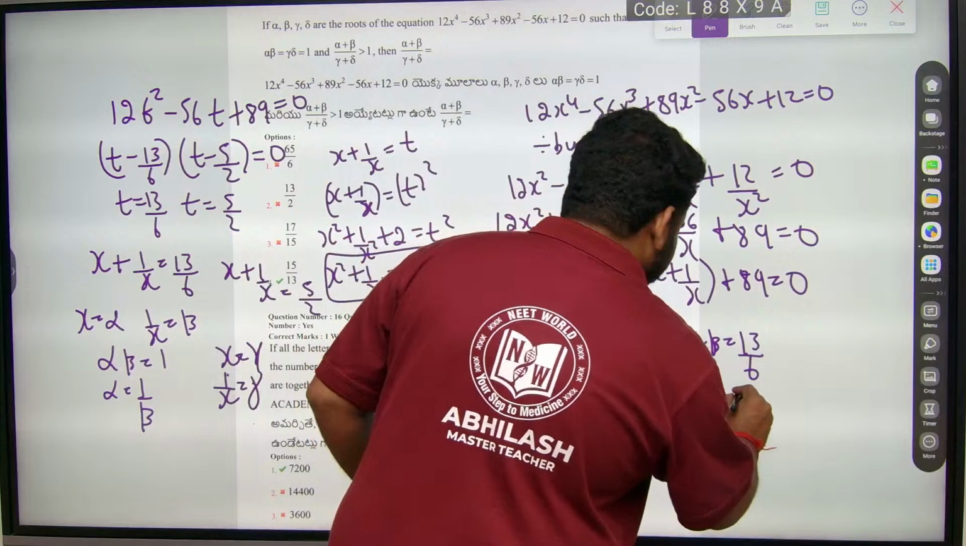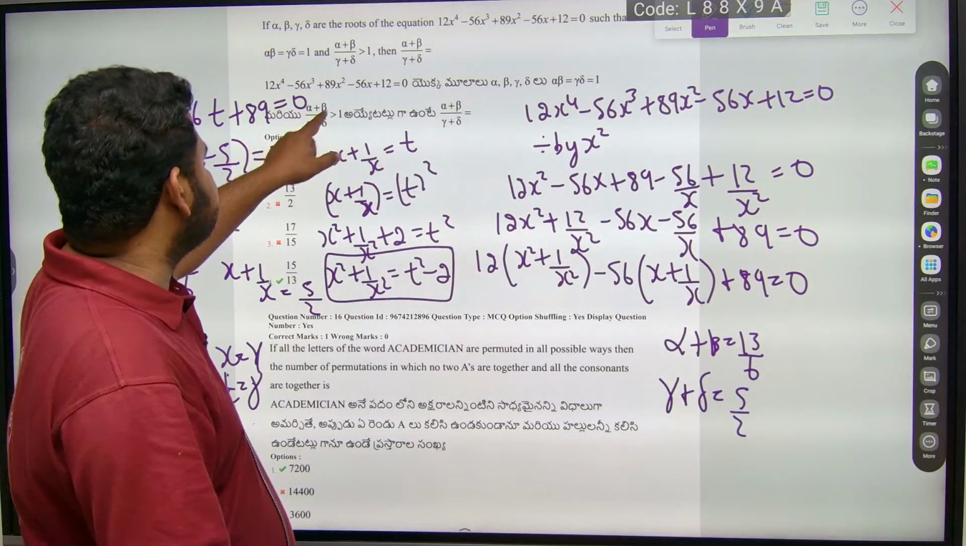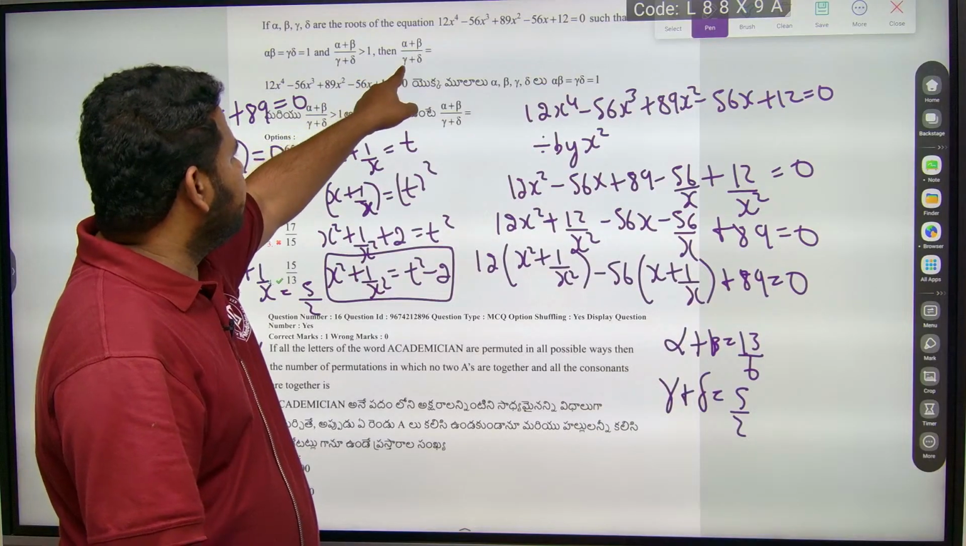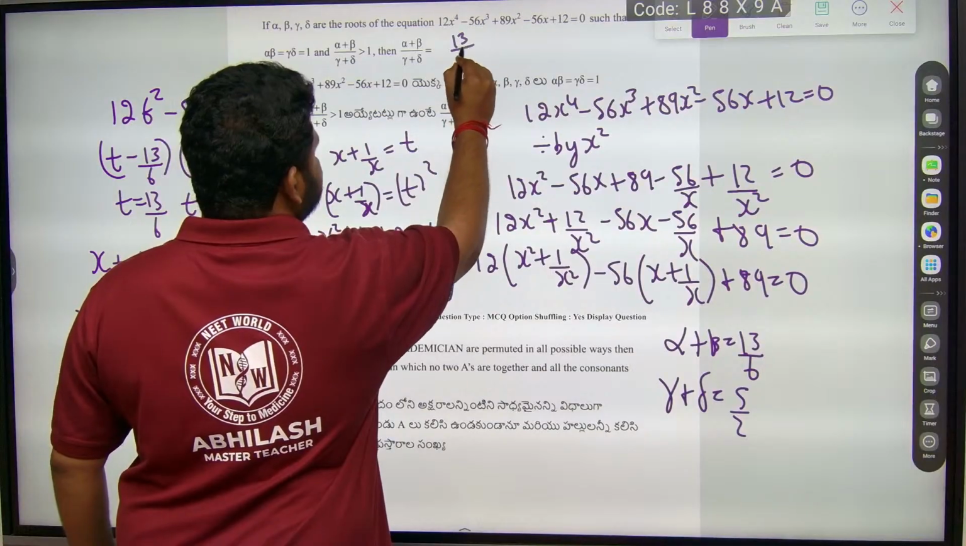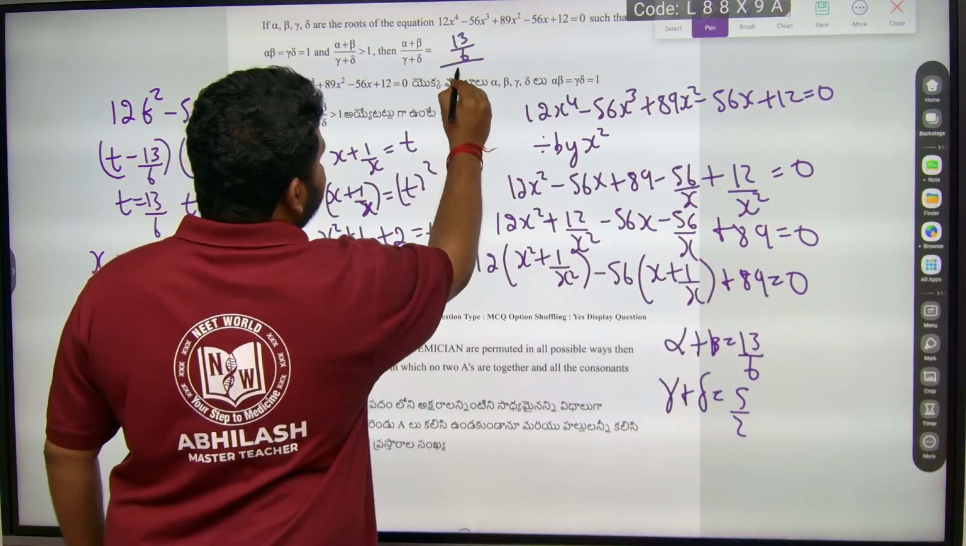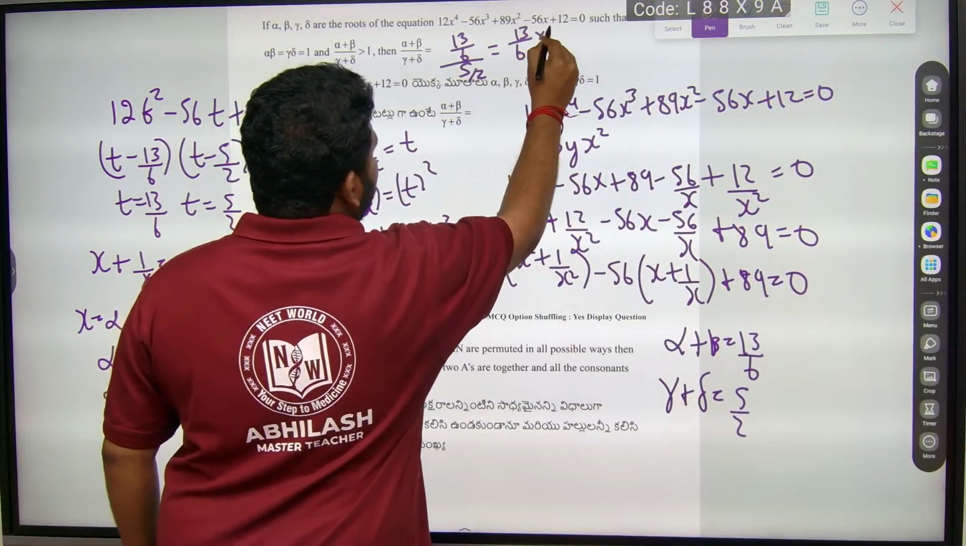I will get it as 5 by 2. Now what we have to do is, they are asking us to find alpha plus beta by gamma plus delta. That is nothing but what? I will write it as 13 by 6 divided by what I will get? 5 by 2. Okay, if I simplify this, what I will get? 13 by 6 into 2 by 5.